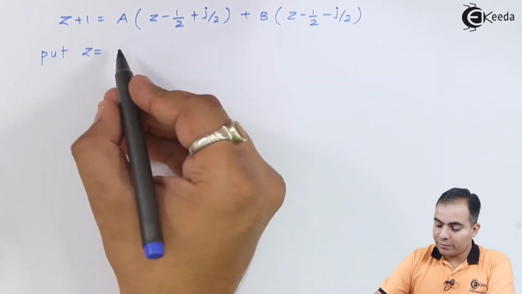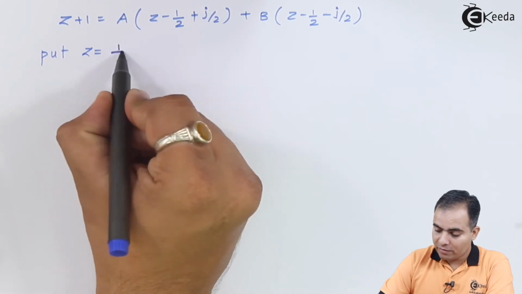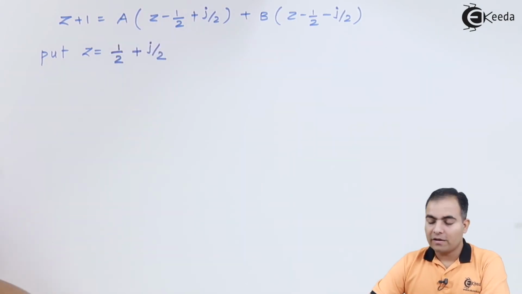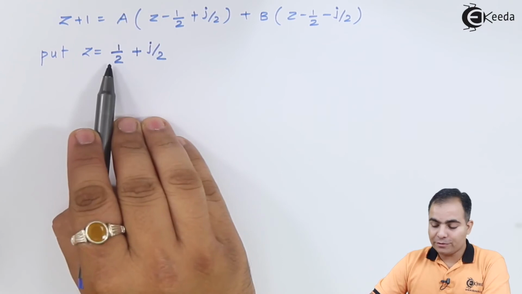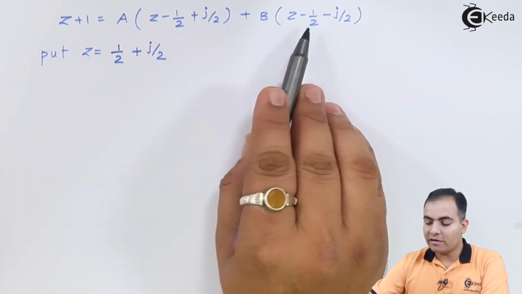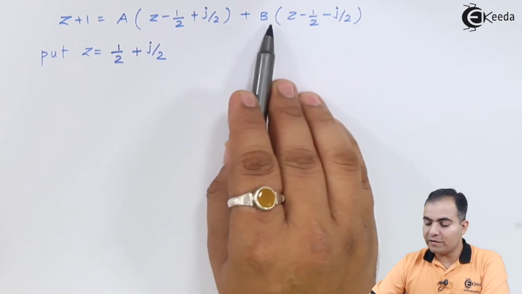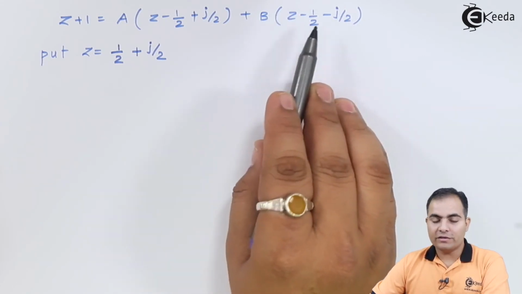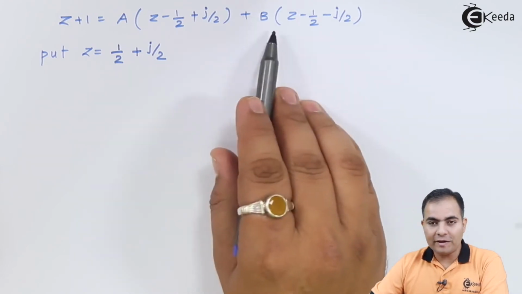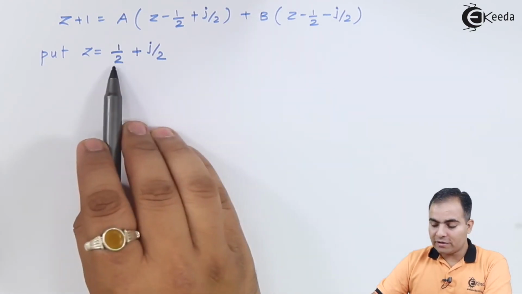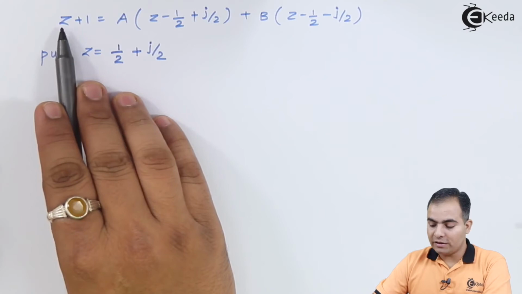So I'll substitute, first of all, z equals half plus j by 2. If I substitute this z value over here, then plus half minus half get cancelled, plus j by 2 minus j by 2 will get cancelled. So the whole b will be multiplied with 0 and the product is also 0. So at this place, I'm going to write only a 0. As well as now I'll place this value in these two places.